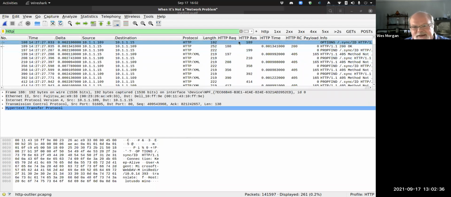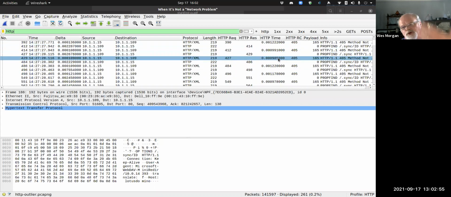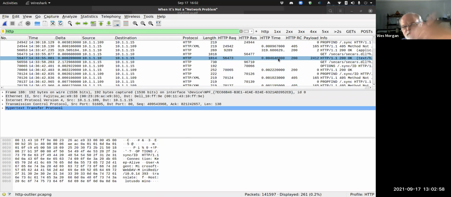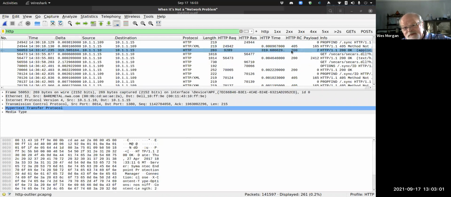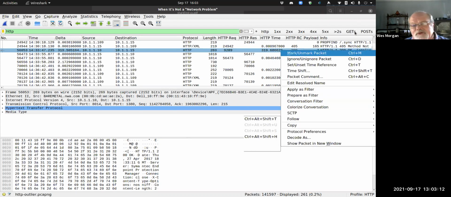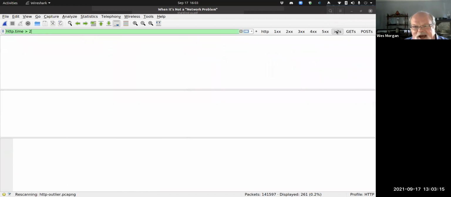And now you can start seeing how my column setup works. Here's packet 188. It's a request. The response is in packet 189, so I can match that up very easily. 188, 189. There's the HTTP time. The return code was 200. There was no payload, which makes sense for an options statement. So I could scroll through this list and look for outliers. Oh, look, 319 seconds. Well, I think we're going to want to take a look at that.